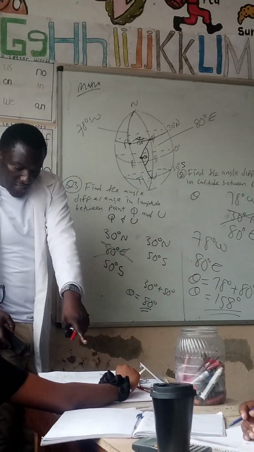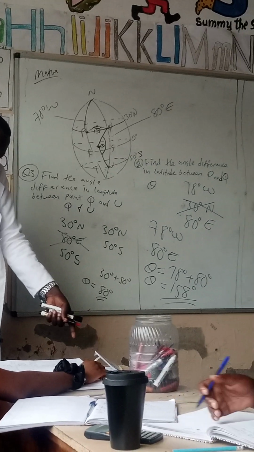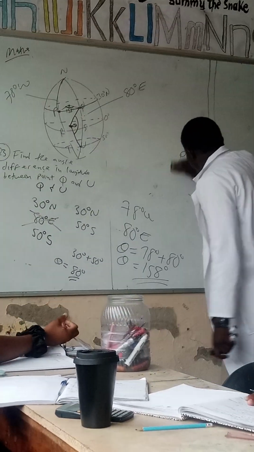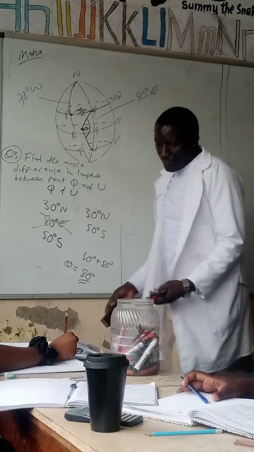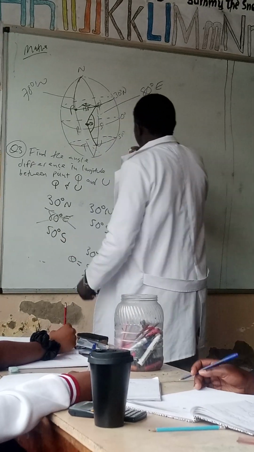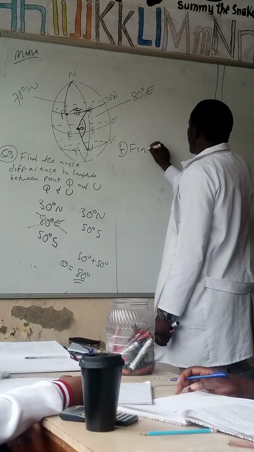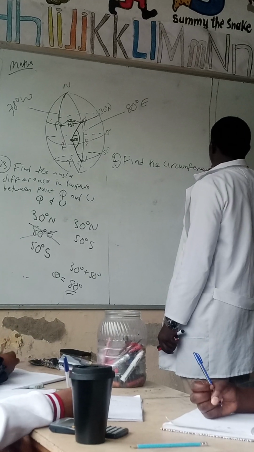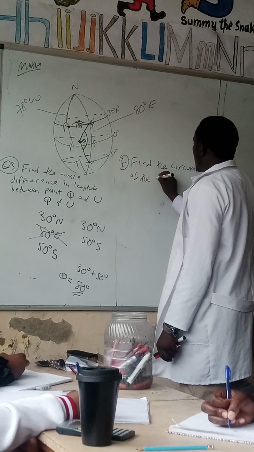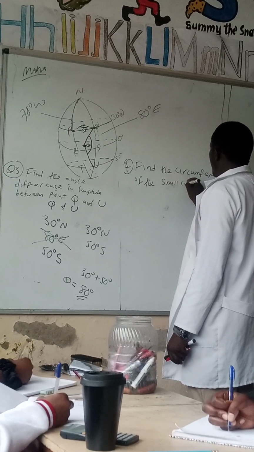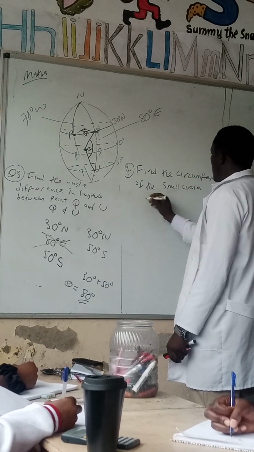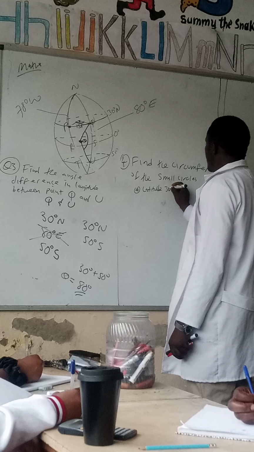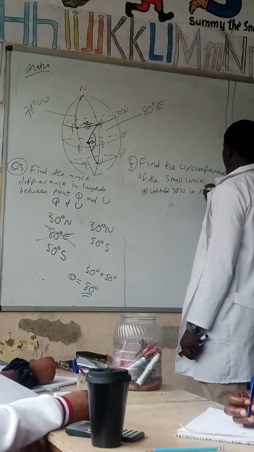Can someone check for me the content? What's next? Distance, right? Is it circumference? Okay, circumference. Circumference is the third one. Circumference. So that is number 4. Find the circumference of the small circles. A: latitude 30 degrees north in nautical miles.